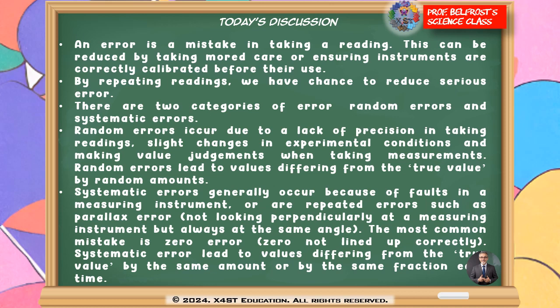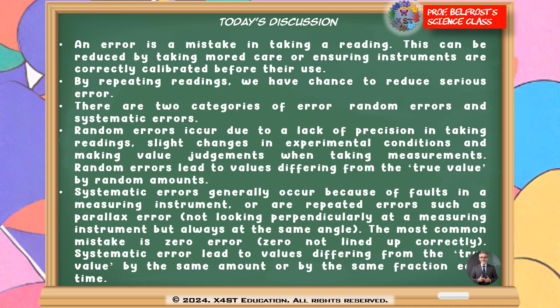An error is a mistake in taking a reading. This can be reduced by taking more care or ensuring instruments are correctly calibrated before their use. By repeating readings, we have a chance to reduce serious error. And there are two categories of error. First is random errors and second is systematic errors. Random errors occur due to lack of precision in taking readings, slight changes in experimental conditions and making value adjustments when taking measurements, and this error leads to values differing from the true value by random amounts every time we take the measurement.